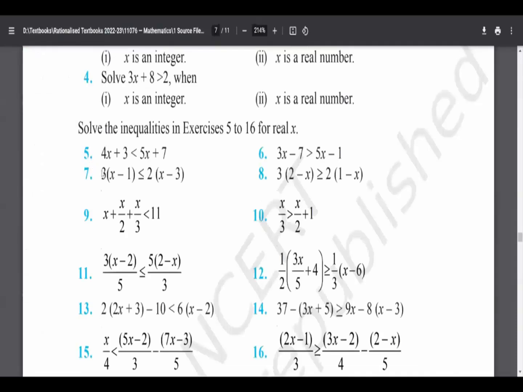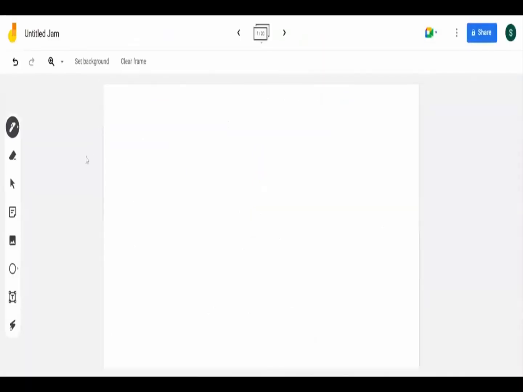Question number 7, as you can see here, is 3 times bracket x minus 1 is less than or equal to 2 times bracket x minus 3. So the first step in this question is to open the brackets. You open the bracket by multiplying. So when we multiply 3 times x minus 1, we get 3x minus 3, which is less than or equal to, and if we open the bracket on the right hand side, we get 2x minus 6.